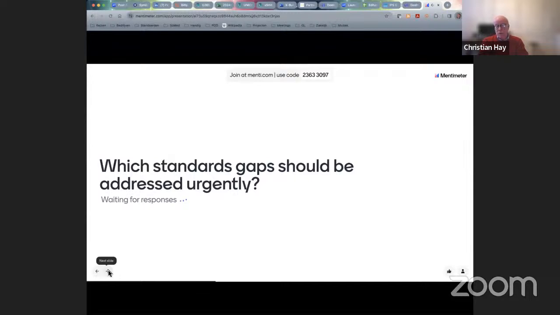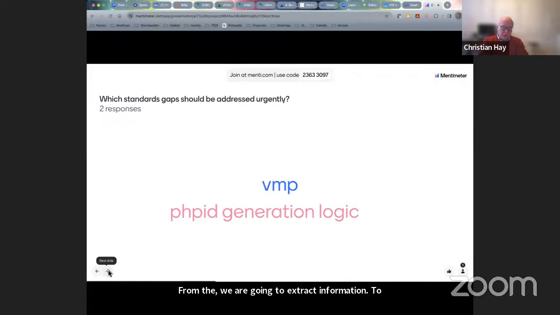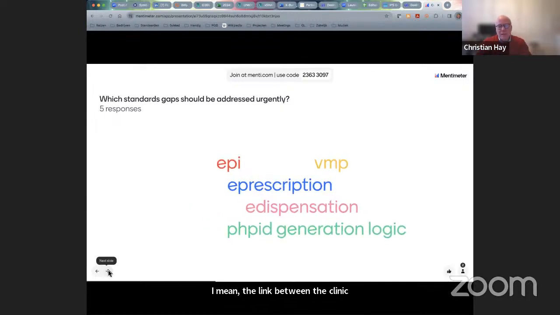And perhaps it's also the right time to say that from the Mentimeter, we are going to extract information to develop the business plan, which is our last deliverable. So, two interesting points. VMP is obviously not an IDMP concept, but it's very important in the landscape. It's the link between the clinic and regulatory in a way.